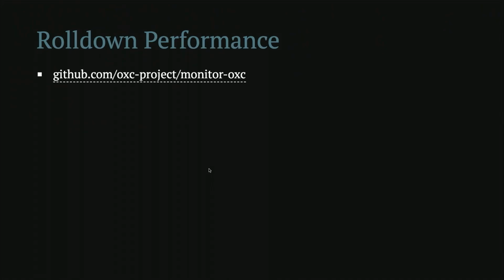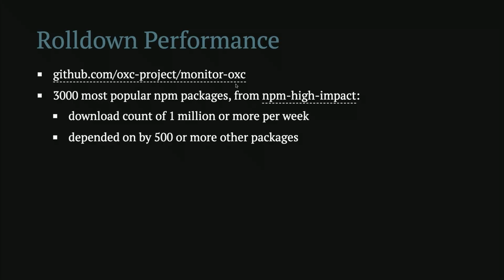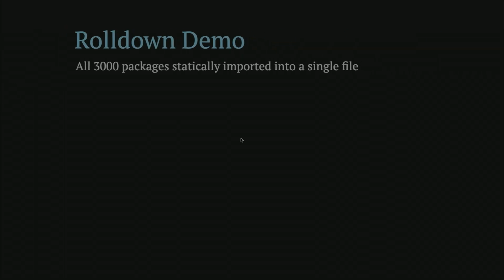So for Rolldown's performance, I set up a GitHub repo called Monitor Oxc. It uses the 3,000 most popular NPM packages from NPM High Impact. So there's a repo where you can get packages with a download count of 1 million per week or more, that are depended on by 500 or more other packages.